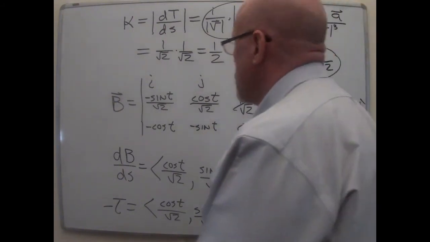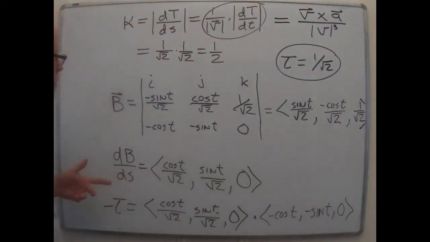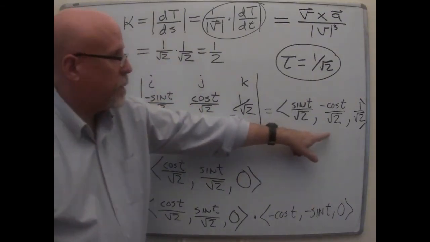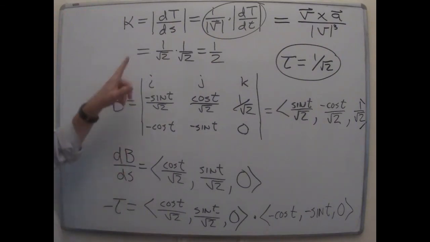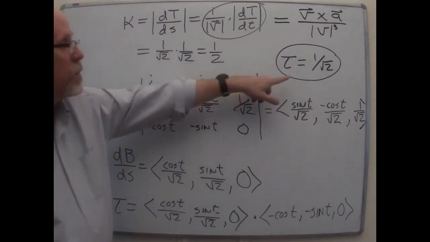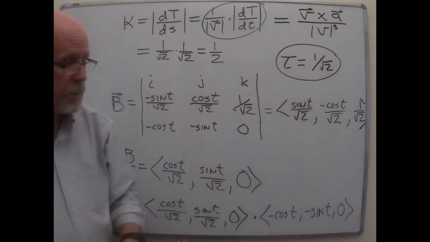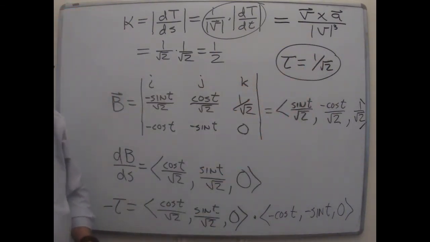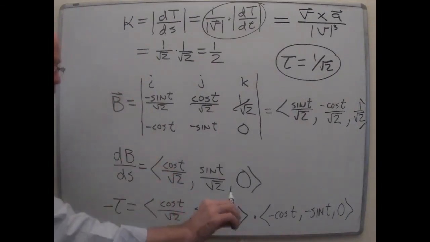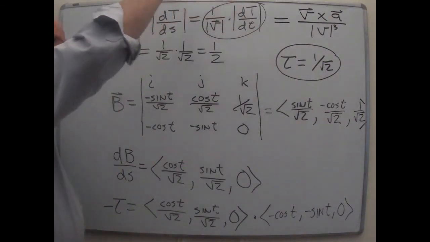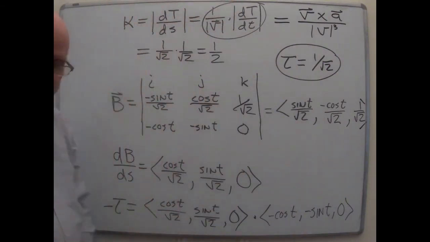So that's everything, isn't it? We got the t, n, and b. This is t, this is n, and b is this one. We got kappa, which was a half, and we got tau, which is 1 over root 2. And the fact that tau ended up being positive means that this spiral we're talking about is of the right-handed sort. Sorry, I should draw it like this. It curves in a right-hand way.